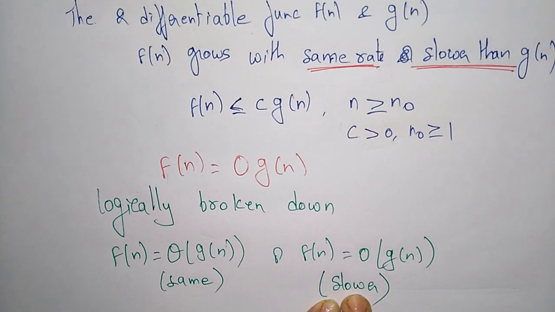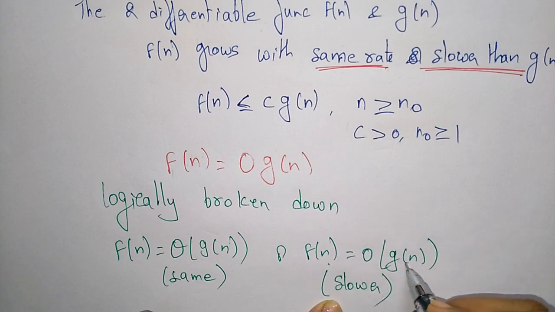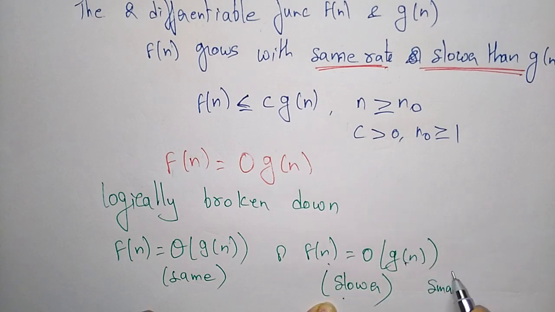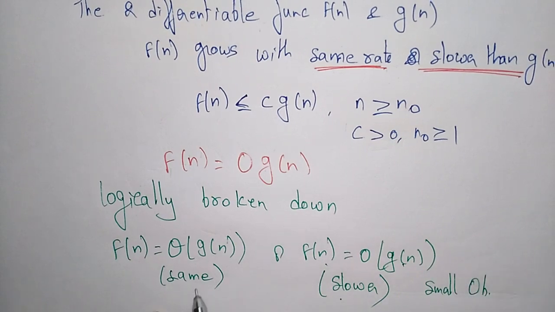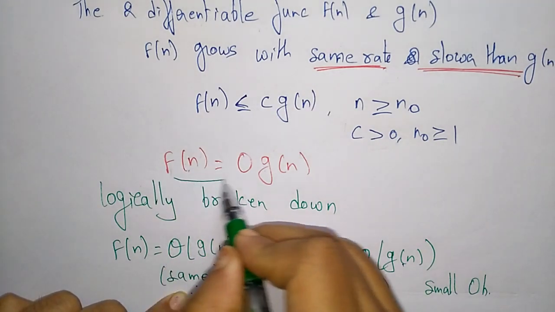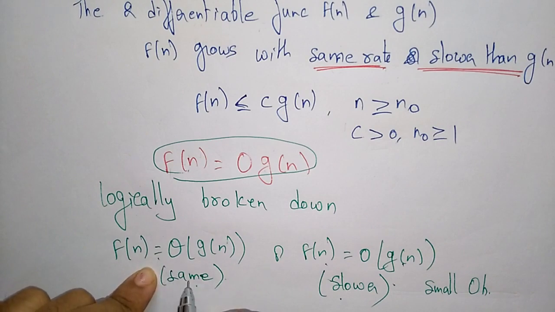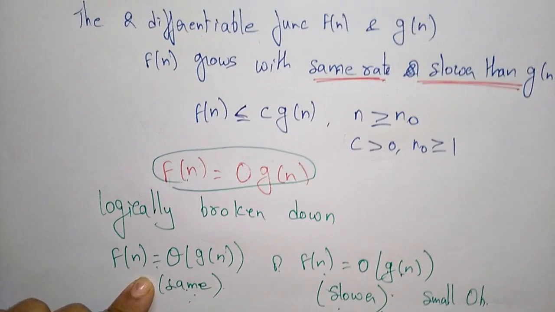When you compare the two functions, the f of n growth rate is always slower than g of n in the small o. This is the small o representation. And for theta, same rate. So this big O notation is split into two. Maybe it satisfies the theta or it satisfies the small o notation.